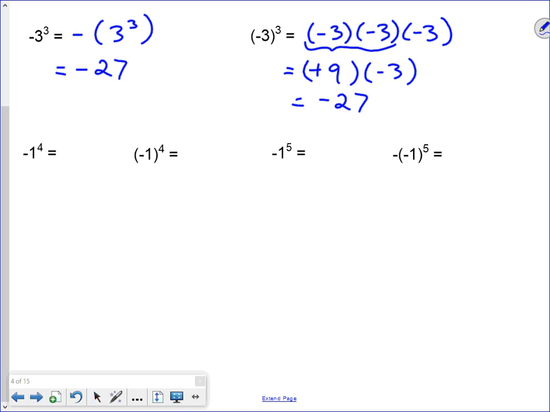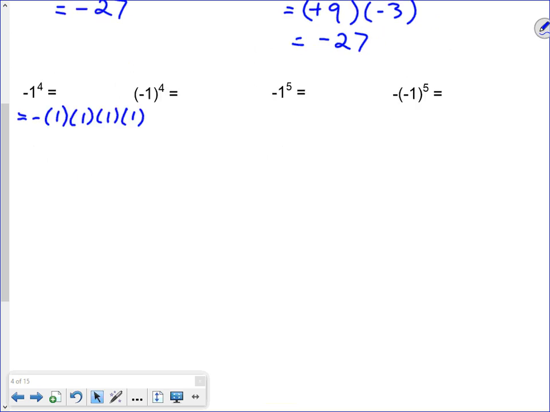Let me try this again. This first one here is going to be a negative sign, and then 1 times 1 times 1 times 1. So those four ones multiplied together are just going to be 1. So we're going to have negative 1.